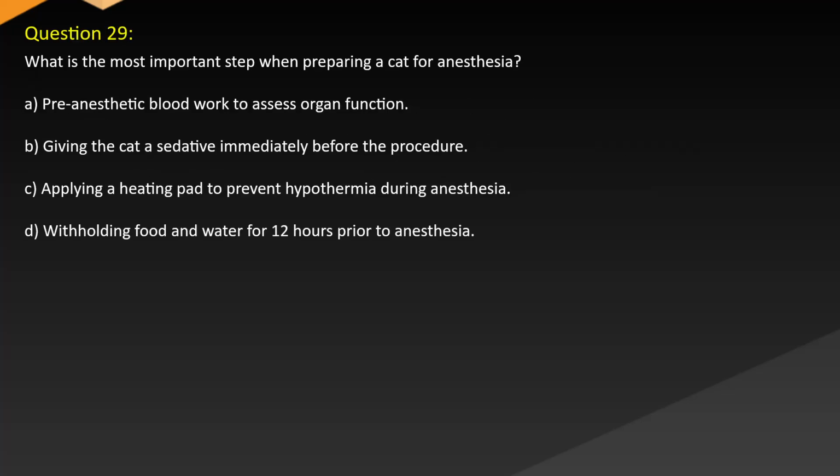Question 29. What is the most important step when preparing a cat for anesthesia? A. Pre-anesthetic blood work to assess organ function. B. Giving the cat a sedative immediately before the procedure. C. Applying a heating pad to prevent hypothermia during anesthesia. D. Withholding food and water for 12 hours prior to anesthesia.